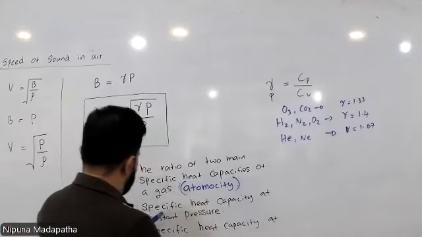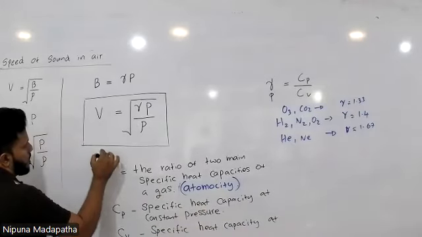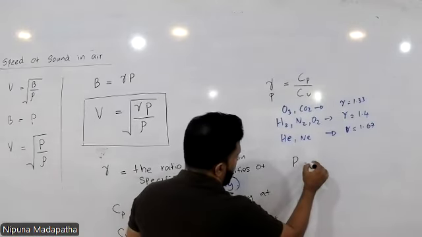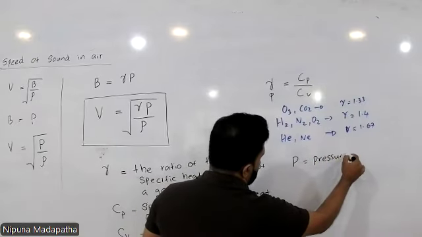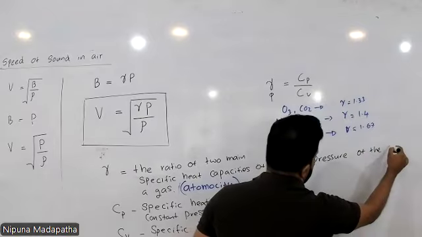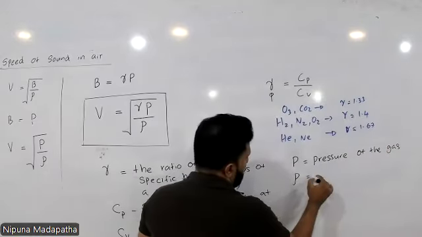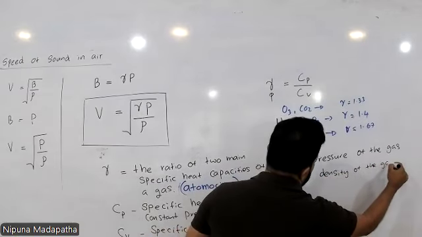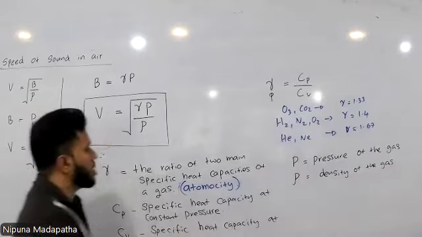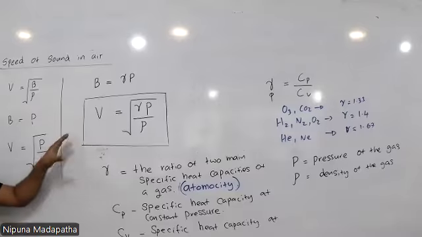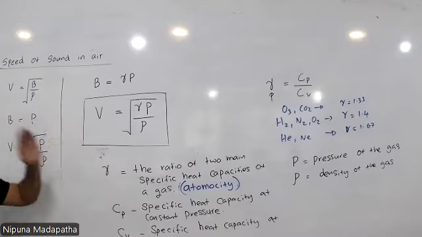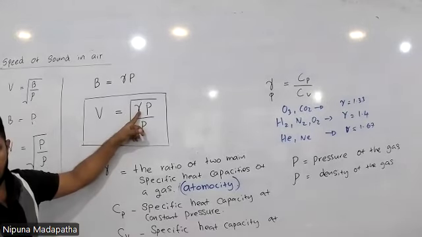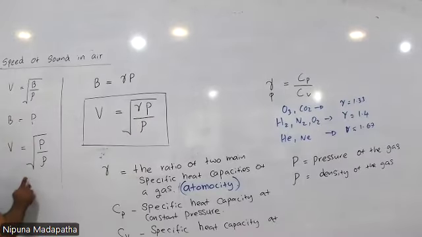So what is P here? P is the pressure of the gas, and rho is the density of the gas. So this is the expression. What is it used for? To determine the speed of sound in air. Bulk modulus is given by gamma P.